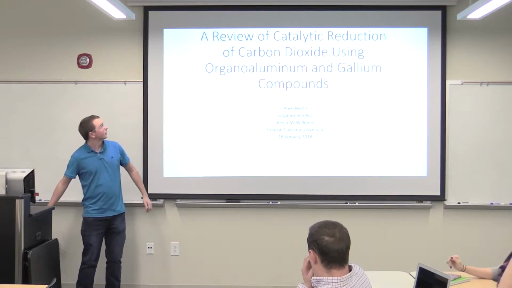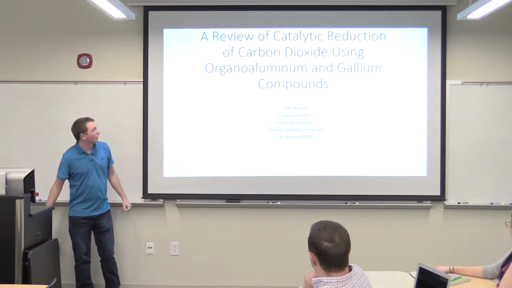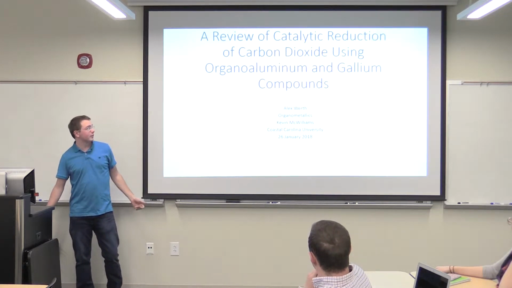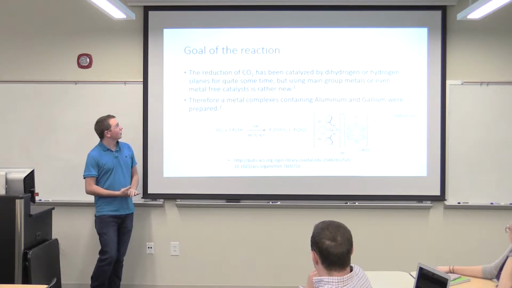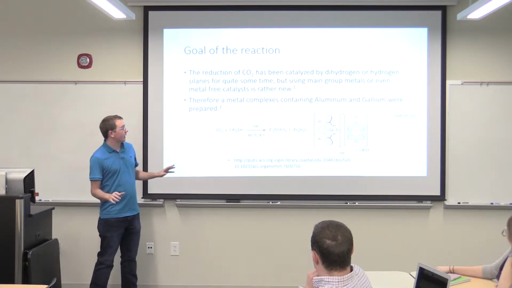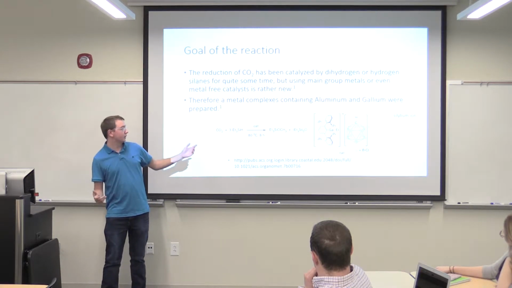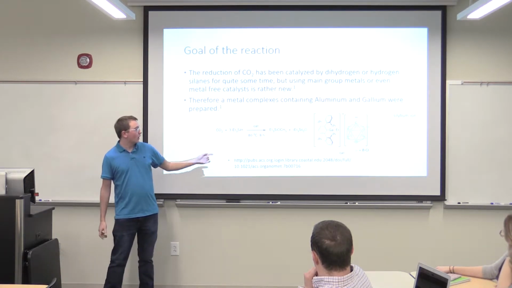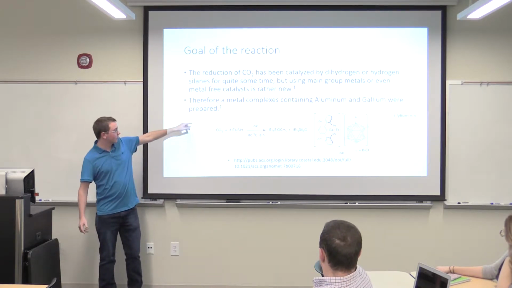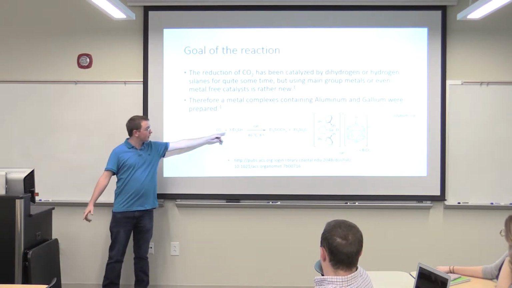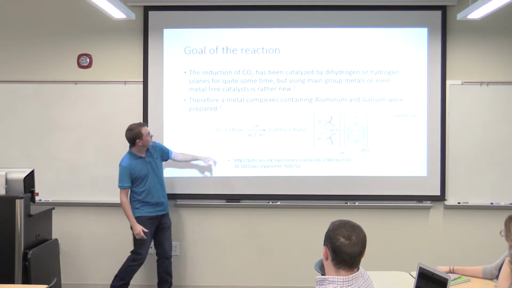And go. All right, so I'm doing a review of the catalytic reduction of carbon dioxide using organoaluminum and gallium compounds. The overarching idea of the reaction is to use a metal complex, in which case they used aluminum and gallium, with a silylium ion to catalyze this carbon dioxide reacting with the triethylsilane here to produce this product over here.